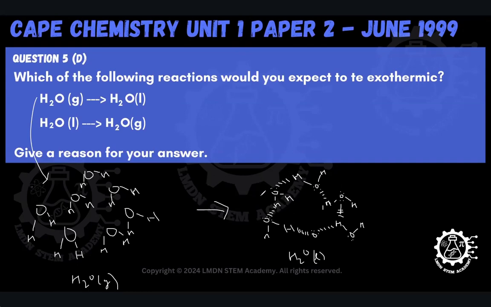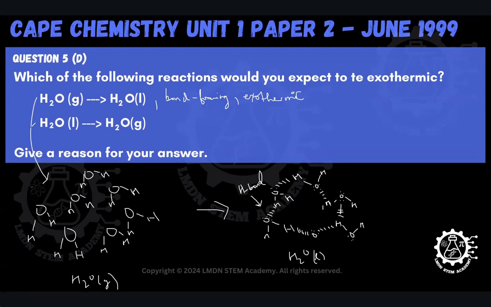So essentially, what's happening when we're going from a gas to a liquid is we're forming these hydrogen bonds. There are these intermolecular hydrogen bonds that are being formed. And we know that bond forming, right? Bond forming, if we're going to have to form bonds, then that means that's going to be an exothermic process. That's a process that gives out heat. Okay, so bond forming is exothermic, and so the first one would be exothermic.